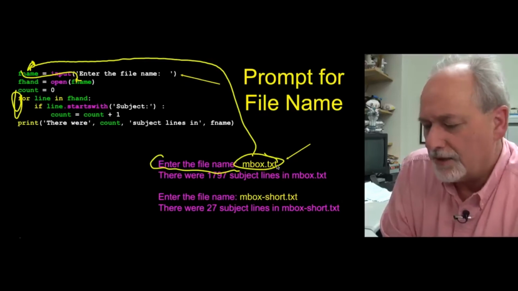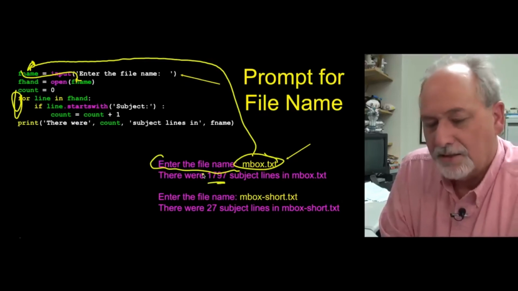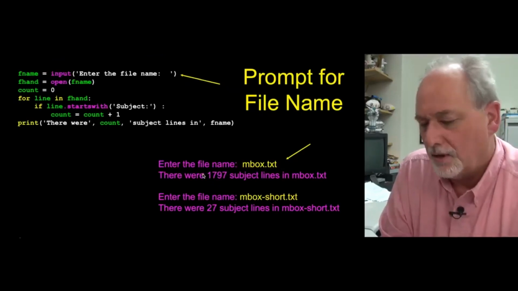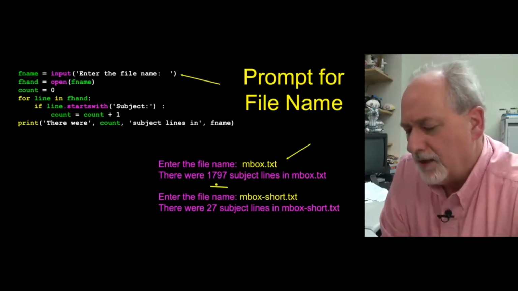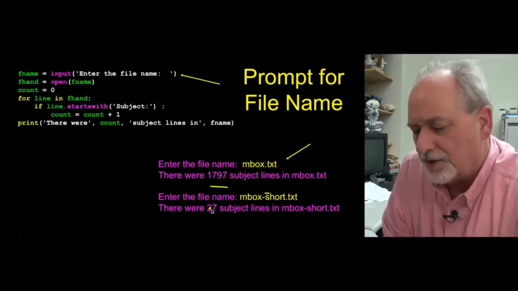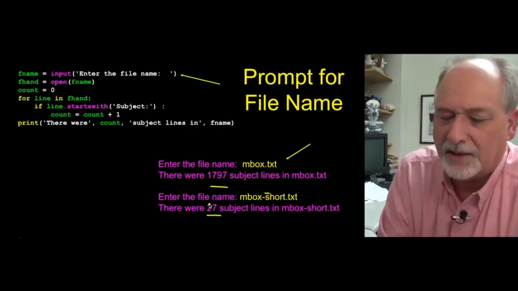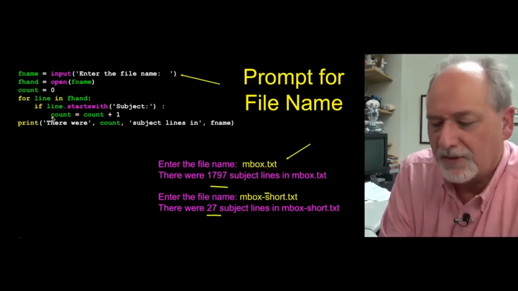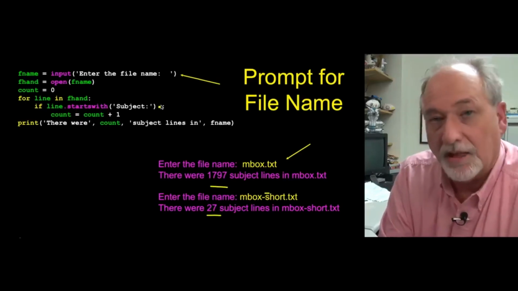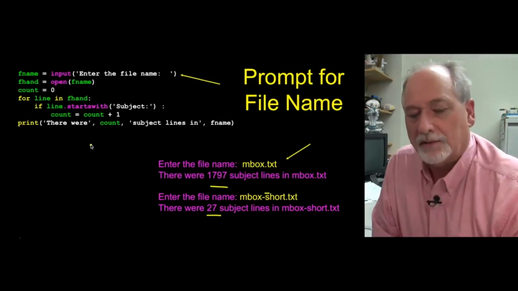So if we enter mbox.txt, it counts 1797 subject lines in mbox, and if we give it mbox-short, it says there are 27 subject lines in mbox. And again, this is another one of those ifs, and it's just counting, but only counting lines that match a particular pattern.